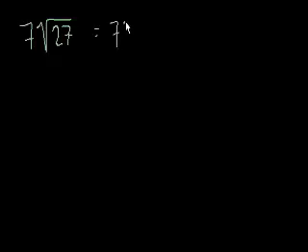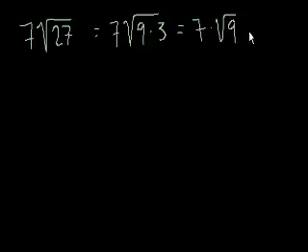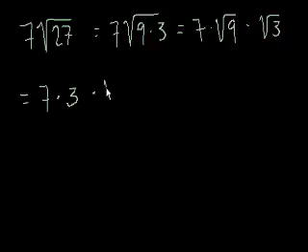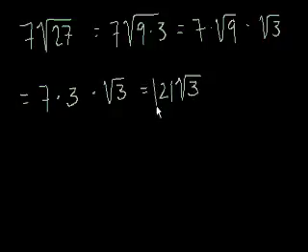So we could say that's equal to 7 times the square root of 9 times 3. And now, based on the rules we just learned, that's the same thing as 7 times the square root of 9 times the square root of 3. And well, that just equals 7 times 3, right? Because the square root of 9 is 3, times the square root of 3. That equals 21 times the square root of 3. Done. Let's do another one.